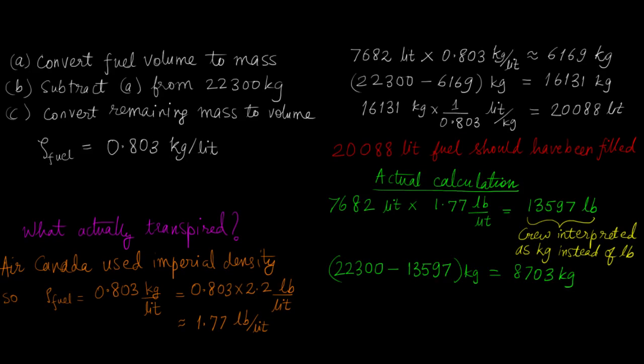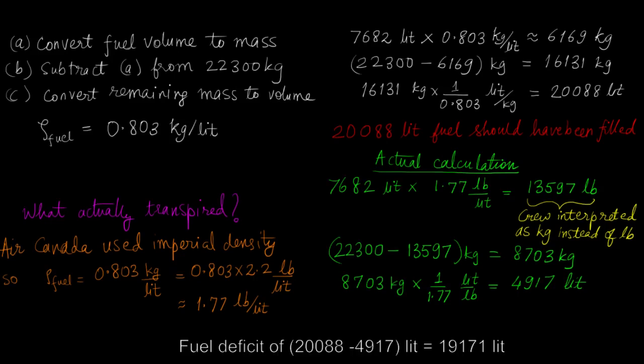So now, he thought 13,597 kilograms are already there. So he subtracted that amount from 22,300 kilogram, yielding a mass of 8,703 kilogram. Then he proceeded to convert 8,703 kilogram to liters. So he divided 8,703 kilograms by the density, which is 1.77 pound per liter, and incorrectly arrived at a calculation of 4,917 liters.